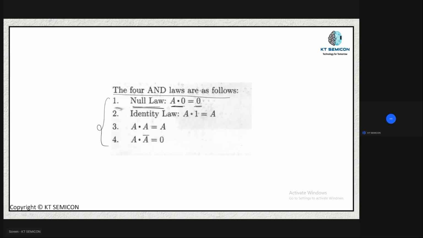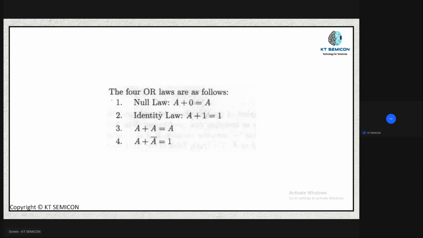Now, we have one more law, the identity law. That is nothing but A dot 1 is equal to A, not 1. And we have A dot A is equal to A, and A dot A bar is equal to 0. So the AND operation of a variable and its complement is equal to 0, and A dot A is equal to A itself, and A dot 1 is also A itself.